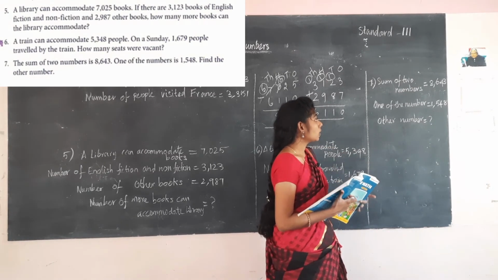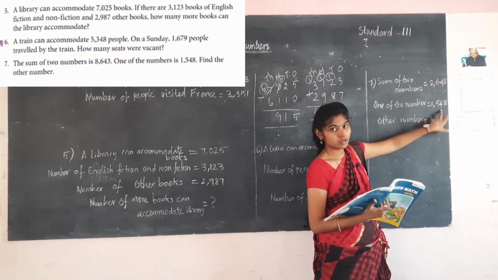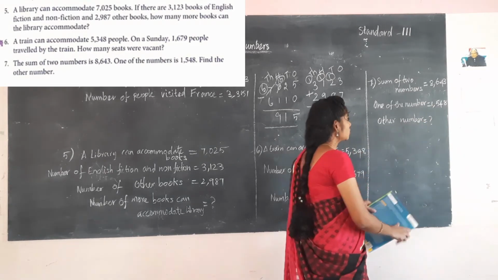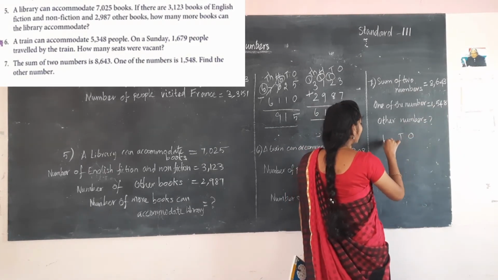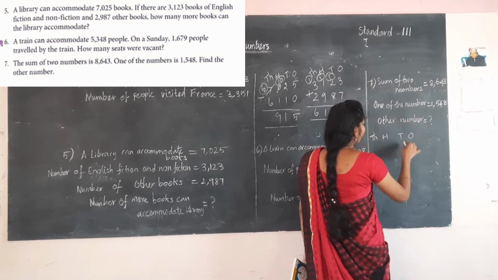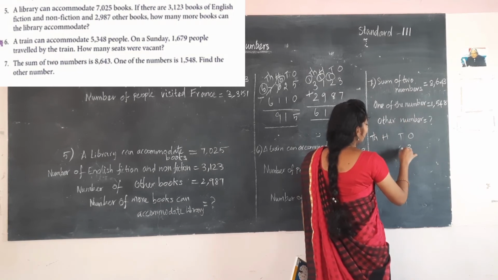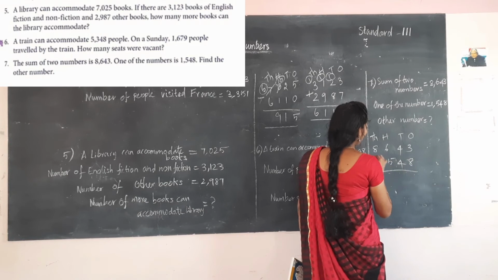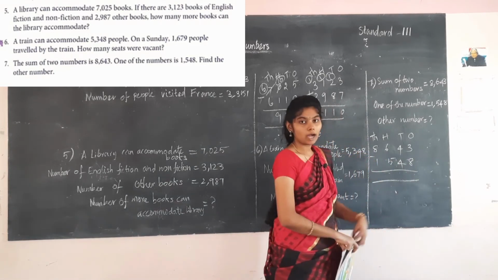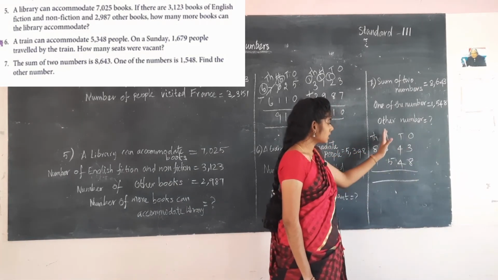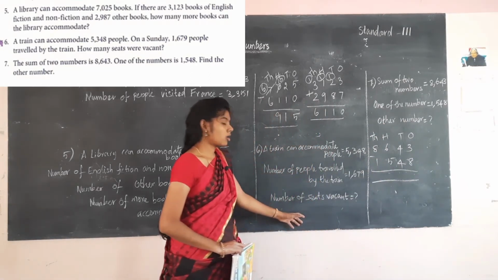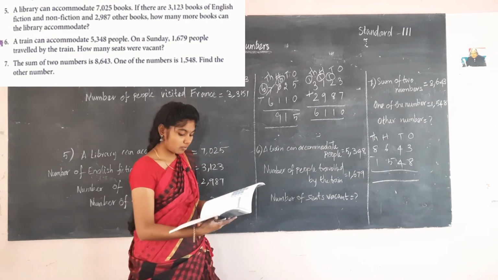How will you find it? You have to subtract. From 8,643 you are going to subtract 1,548. So first you have to give the places: ones, tens, hundreds and thousands. Then write the values here: 8, 6, 4, 3 and 1, 5, 4, 8. So now you have to subtract. First subtract in the ones, then tens, then hundreds and the thousands place. So take this sum also as homework. The 6th one is also homework for you. So do the sums I have given as homework.